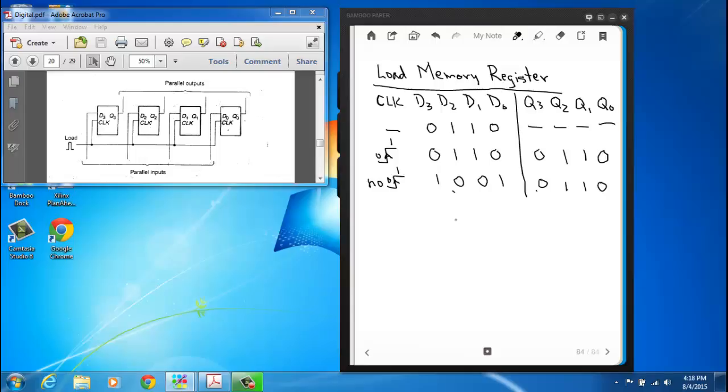Alright, well that wraps up information on registers. We will talk in the next video about memory ICs, some of the basics of memory ICs.